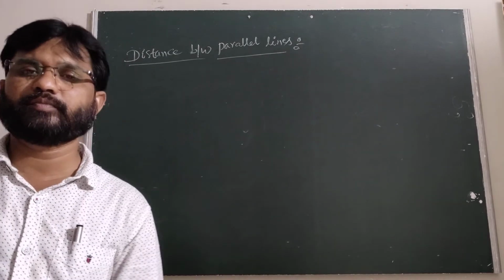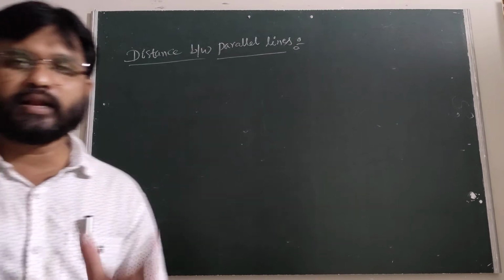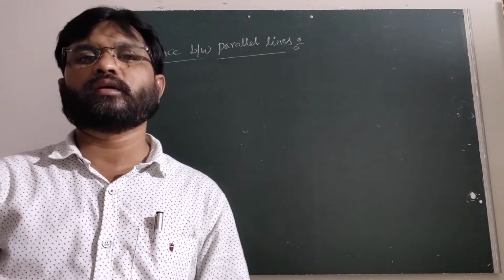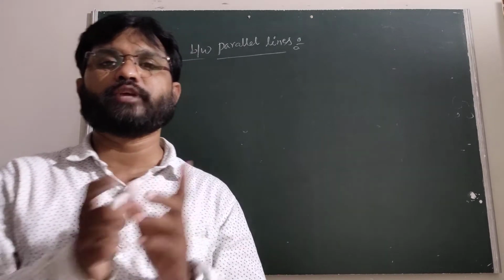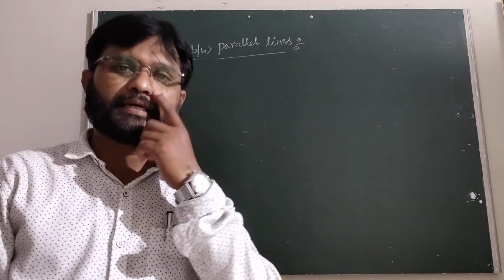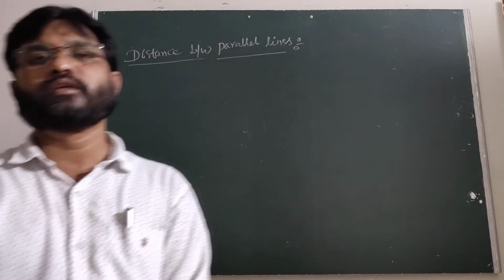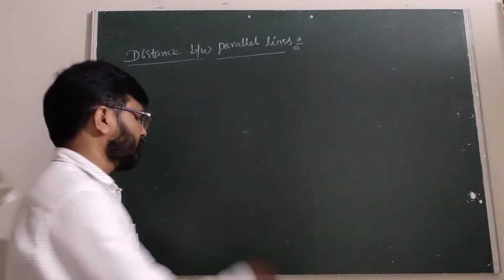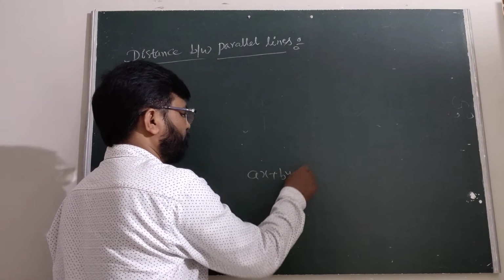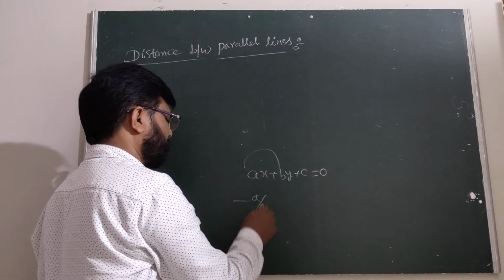Now the other concept, the distance between parallel lines. Parallel lines means that if two lines have equal slopes, that is m1 equals m2, then they are said to be parallel lines. How to find the slope of the line? We know that the slope of the line ax + by + c = 0 is minus a by b.